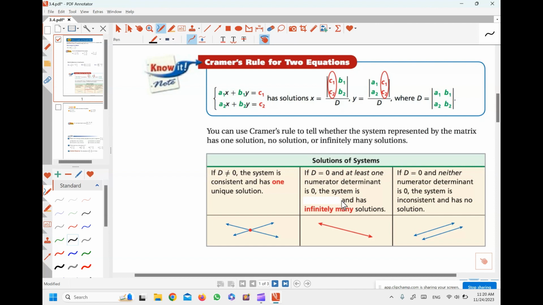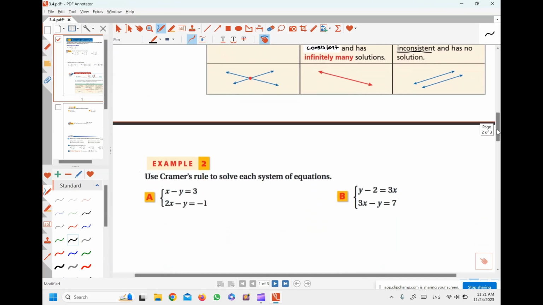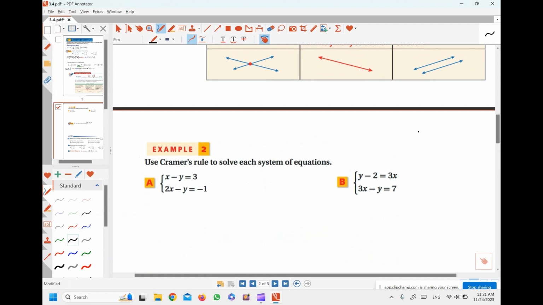And classifying the system, remember from chapter 2 section 5, if there is no solution, the system is inconsistent. If there are infinitely many solutions, the system is consistent. If there is one solution, the system is also consistent. So those are the things you should know to solve questions. Let's take a look at the first question. Use Cramer's rule to solve each system.